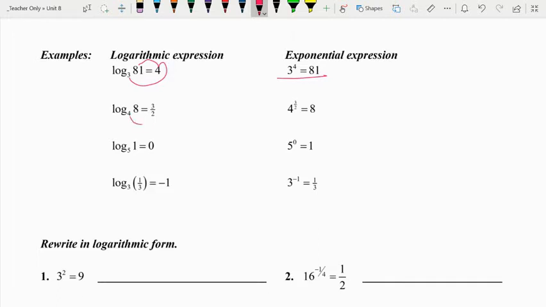Same thing if we go to the next one: 4 to the 3 halves equals 8. Well, this is really the square root of 4 to the 3rd. Square root of 4 is 2. 2 to the 3rd is 8. So that is a true statement. Now remember, when you go back and forth, you can also go in the other direction. So log base 5 of 1 equals 0, which is what it says over here. And log base 3 of 1/3 is -1, which is what we have over here. Okay, so the heart method goes both ways. I know this is a very deformed heart, but you get the gist.